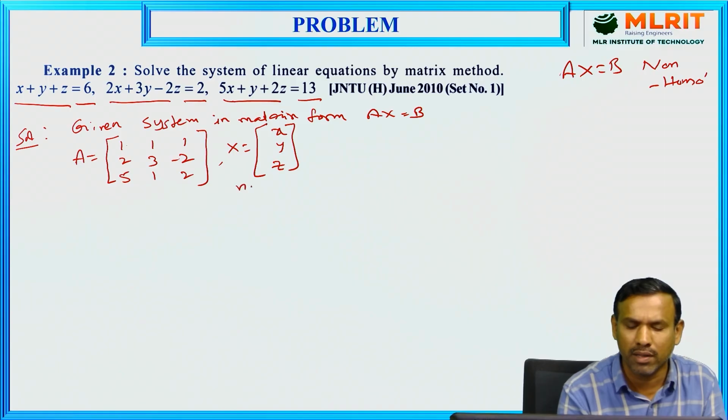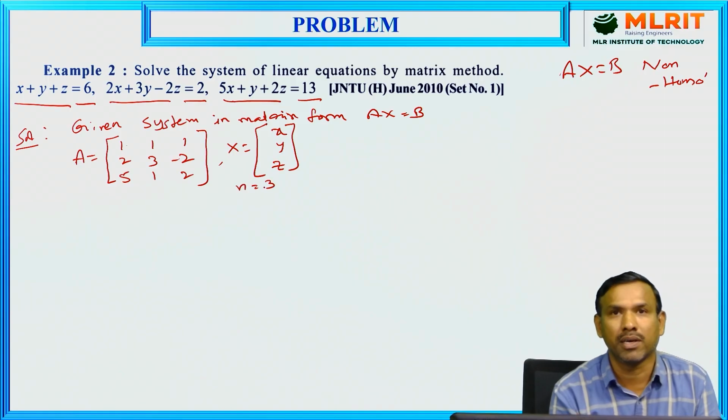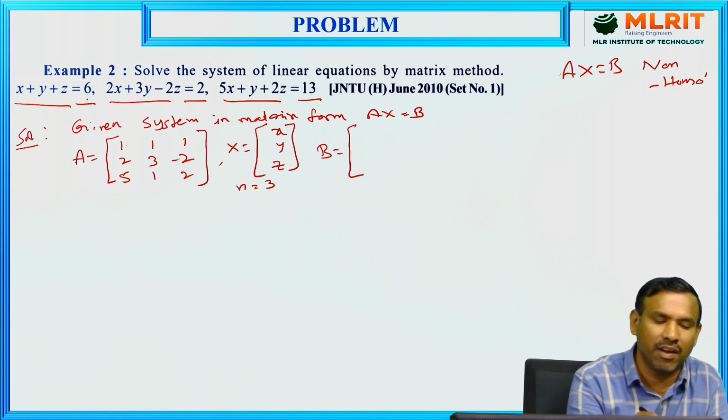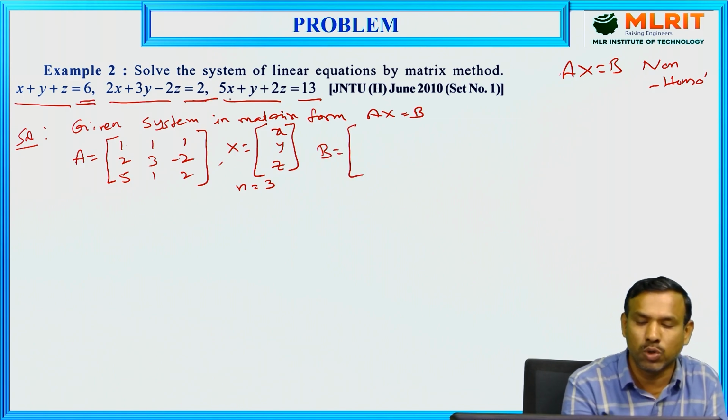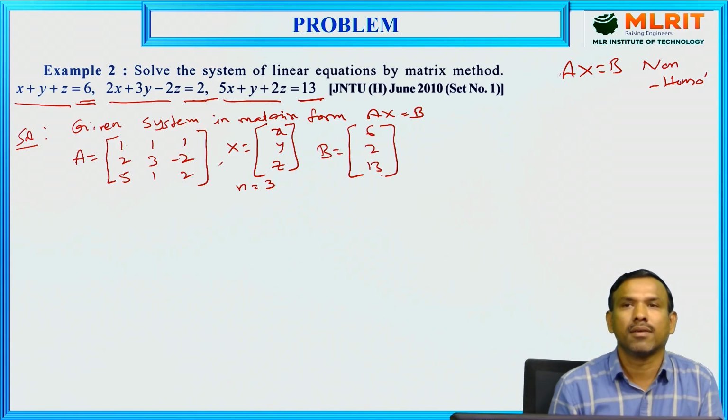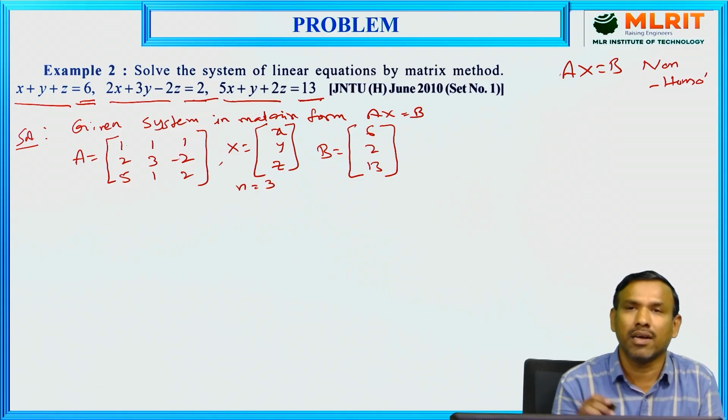How many unknowns are there? Here n is equal to 3. It is very important while deciding the solution. Next, B is equal to the RHS, the constants on the right side of the equations: first equation 6, second equation 2, third equation 13. So, these are the coefficient matrix, unknown matrix, and constant matrix.